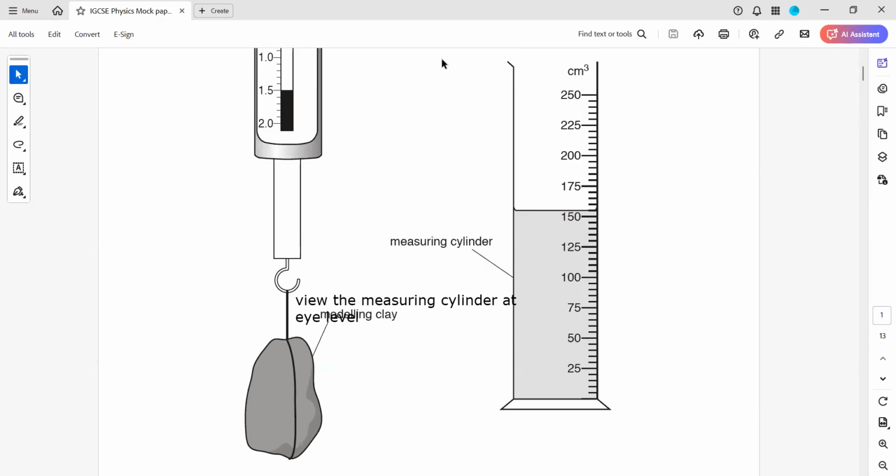So view the cylinder at eye level and read from the side. Read the bottom of the meniscus, look perpendicular to avoid a parallax error, and read from the side of the marking. So 3 points you should always list whenever you are using a measuring cylinder.